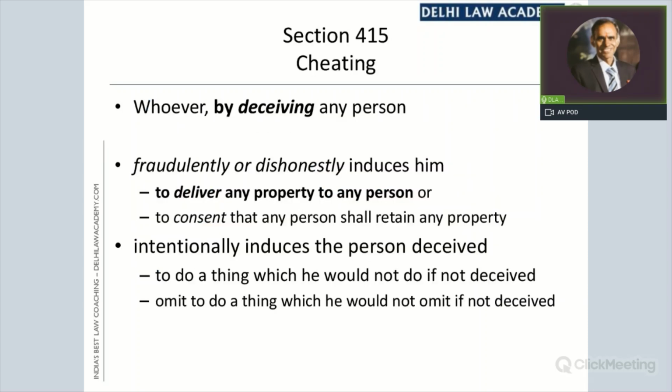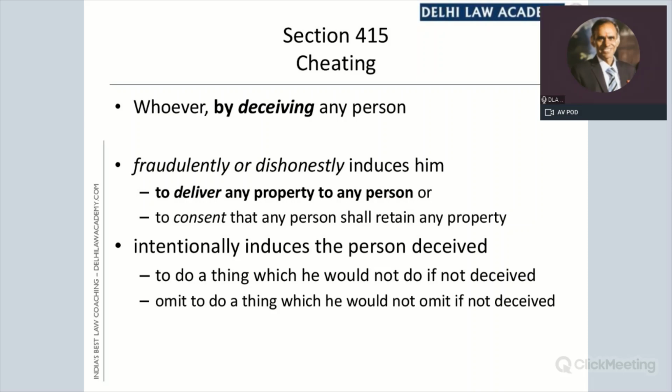415 says, whoever by deceiving any person fraudulently or dishonestly induces him to deliver any property to any person, and then there are other provisions. So as far as our question is concerned, we can limit ourselves up to the first line. Whoever by deceiving any person dishonestly induces him to deliver any property to any person. This is exactly what the question says. So 415 is squarely applicable and it should be accordingly punished, this being an offence of cheating.